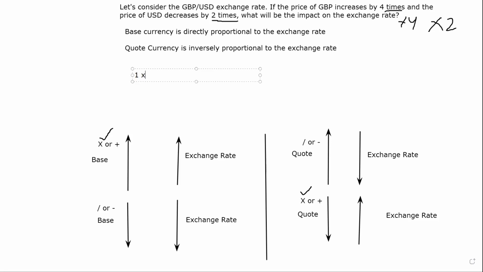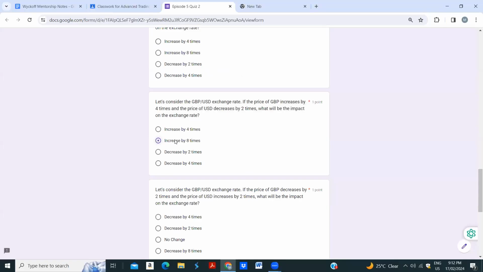1 multiply by 4, multiply by 2. So the answer would be 8. 8 times. So we can write down further simplification: the price increases by 8 times. So it means that the exchange rate is going to increase by 8 times, as you can see from here.